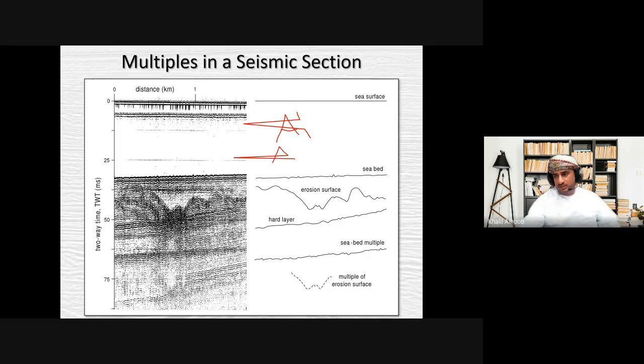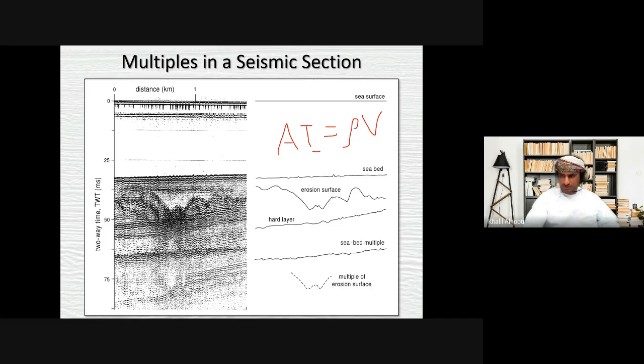It's not artificial intelligence, it's acoustic impedance, which is density times V. So as Ryan said, the seabed is a strong reflector. You see how strong it is? It's a very strong reflector.